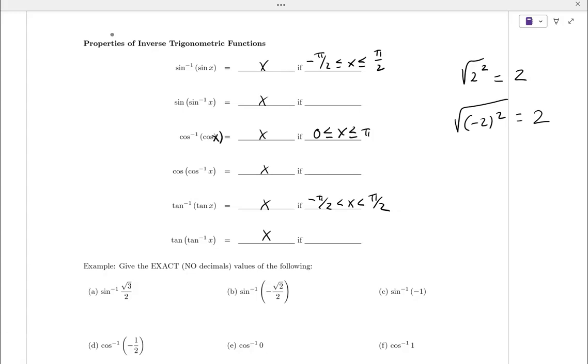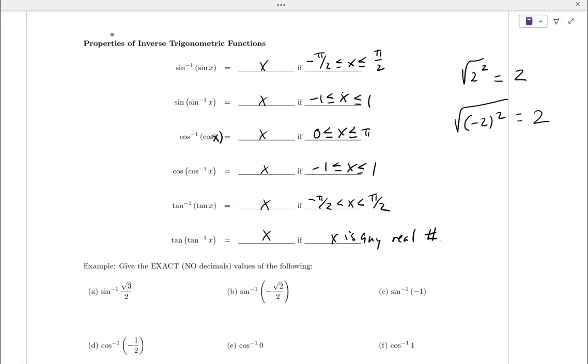So my x here has to be between negative 1 and 1. It has to be in the range of the original. I cannot take the inverse sine of something that's not between negative 1 and 1. Same thing for cosine. However, for inverse tangent, it's just fine. It works for all real numbers.